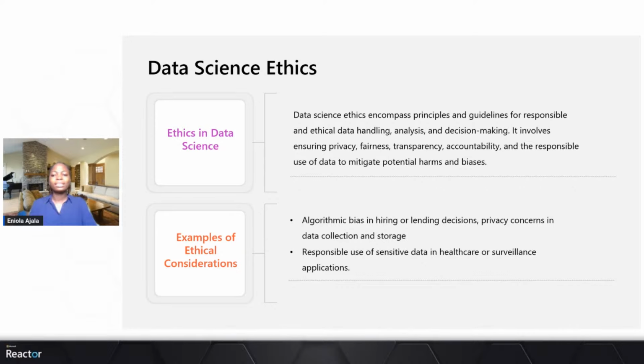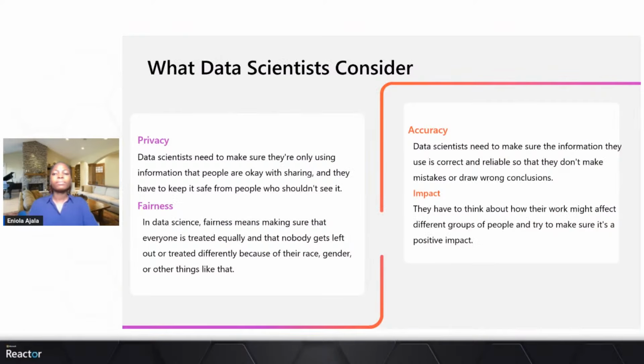So as data scientists, we consider some things, and those are the things we hold on to as ethics. As much as we deal with data, we also have to make sure that we are using the data we get in a fair and kind way. The first thing here is privacy. Data scientists need to make sure they are only using information that people are okay with sharing, and they have to keep it safe from people who should not see that data.